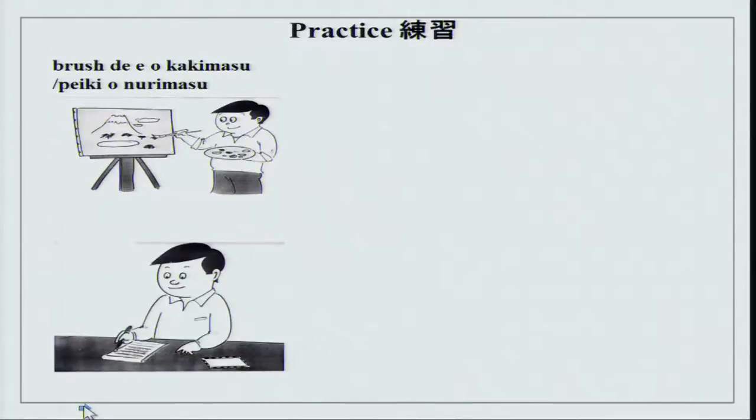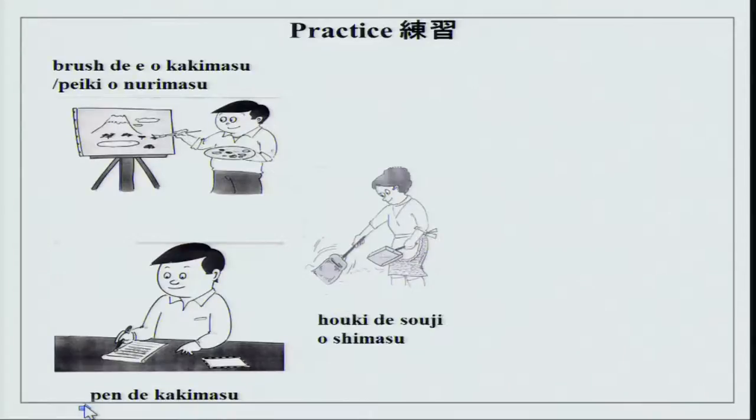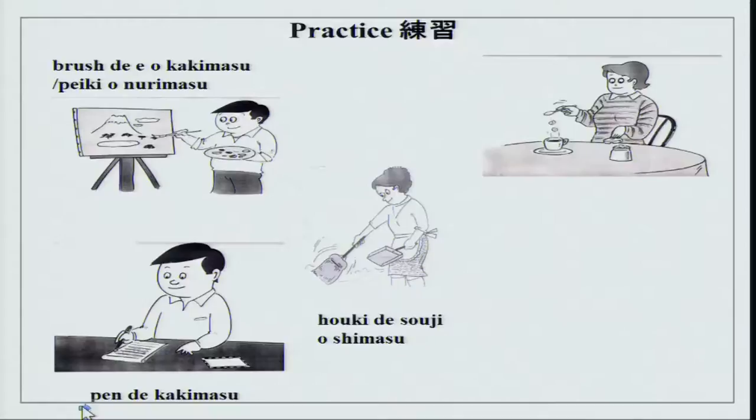Over here also, we have this gentleman writing something with a pen. So, well, pen de kakimasu. Then we have someone cleaning. So, hōki de sōji o shimasu. Hōki is this broom, and sōji o shimasu or sōji shimasu is cleaning the whole area. Then we have someone having tea and pouring sugar cubes in the cup. So, well, spoon de sato o iremasu, to pour or to put.